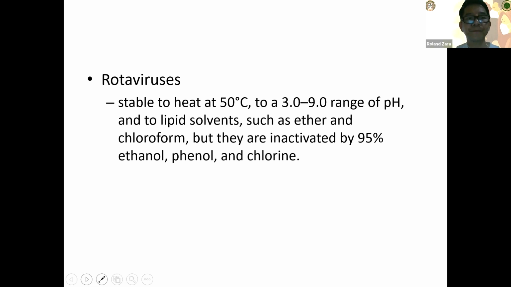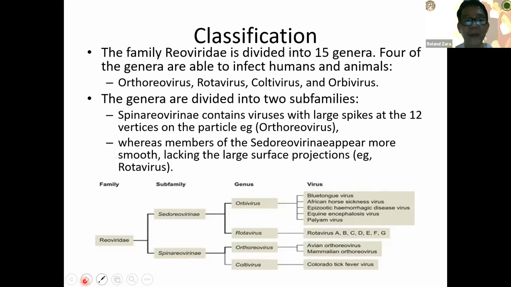These are the classifications of your reovirus. Your reovirus is composed of two subfamilies, Sedoreoviridae and Spinareoviridae. Your Sedo has two genera, the orbivirus and the rota, while your Spina also has two genera, the orthoreovirus and the coltivirus. Your orbivirus has 5 viruses, 1, 2, 3, 4, 5. We will not discuss this in detail because it is not common here in the Philippines. What we are going to discuss in detail is the rotavirus.